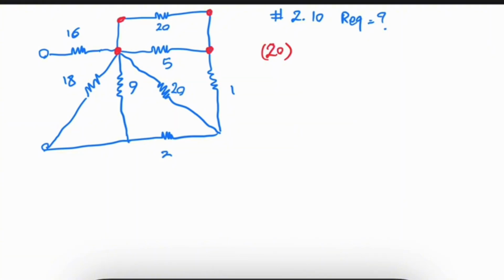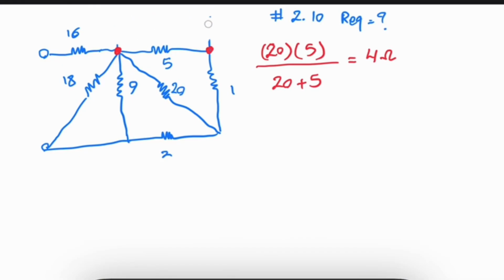20 times 5 over 20 plus 5, which gives me here 4 ohm. Okay, so what can I do? I can remove this one and replace these 20 and 5, which were in parallel, by one equivalent resistor, which is equal to 4 ohm.